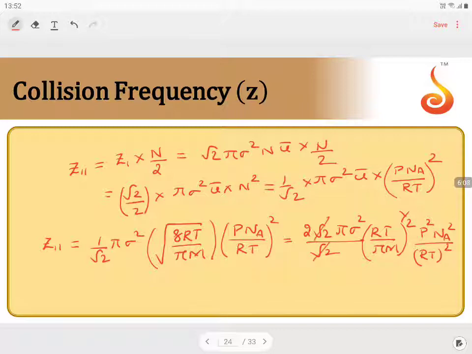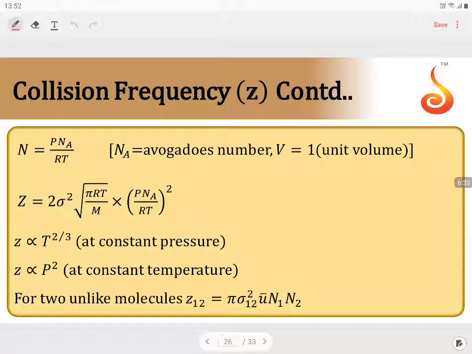Here root 2 gets cancelled. Z11 can be written as 2 pi sigma square into RT by pi m whole power 1 by 2 into P by RT whole square into Na square. From this equation the conclusion can be given: Z is proportional to T power minus 3 by 2 at constant pressure.